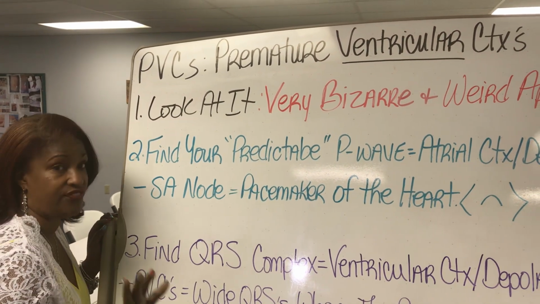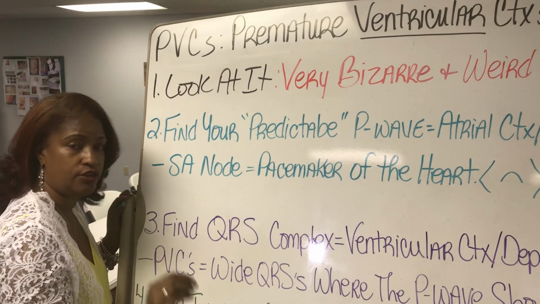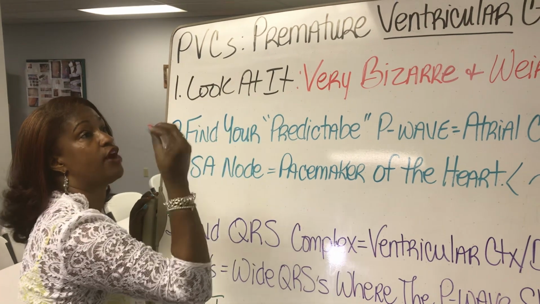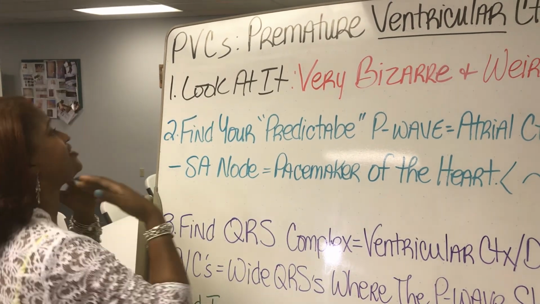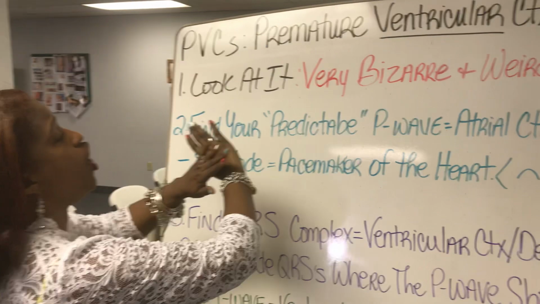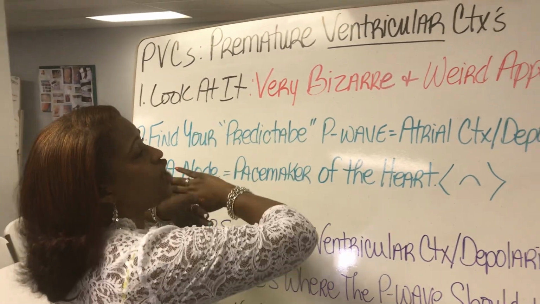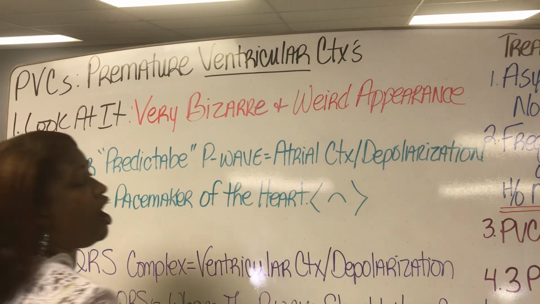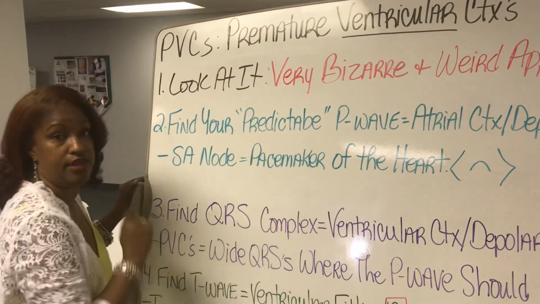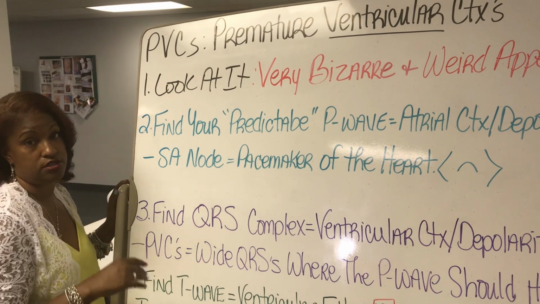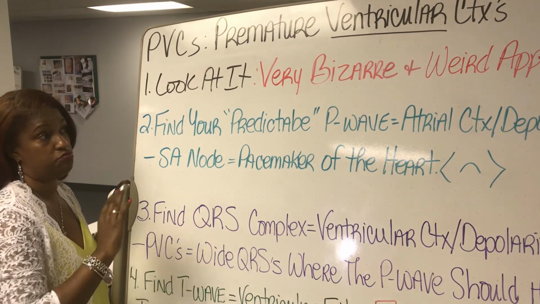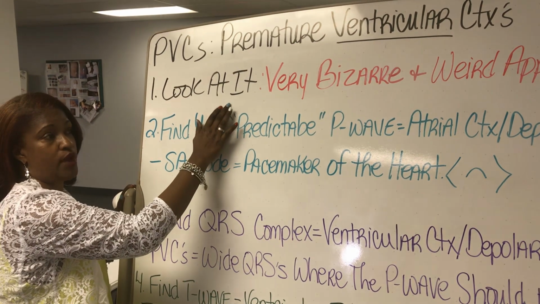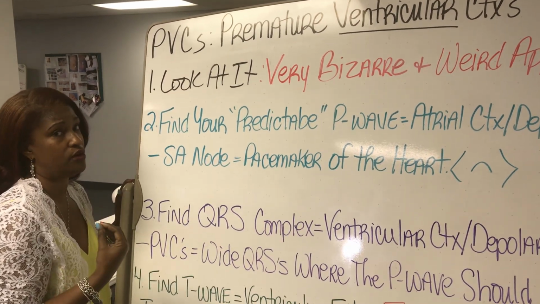But forget all that. Let's do what I always tell you to do. I always tell my sweethearts to look at the strip. Just look at it. It's so bizarre. It's so weird. If you get weird and bizarre stuff on your NCLEX, it's probably a PVC. Unless, of course, there's no QRS, then we're talking about VFib. But in this situation, it just looks really weird, okay?